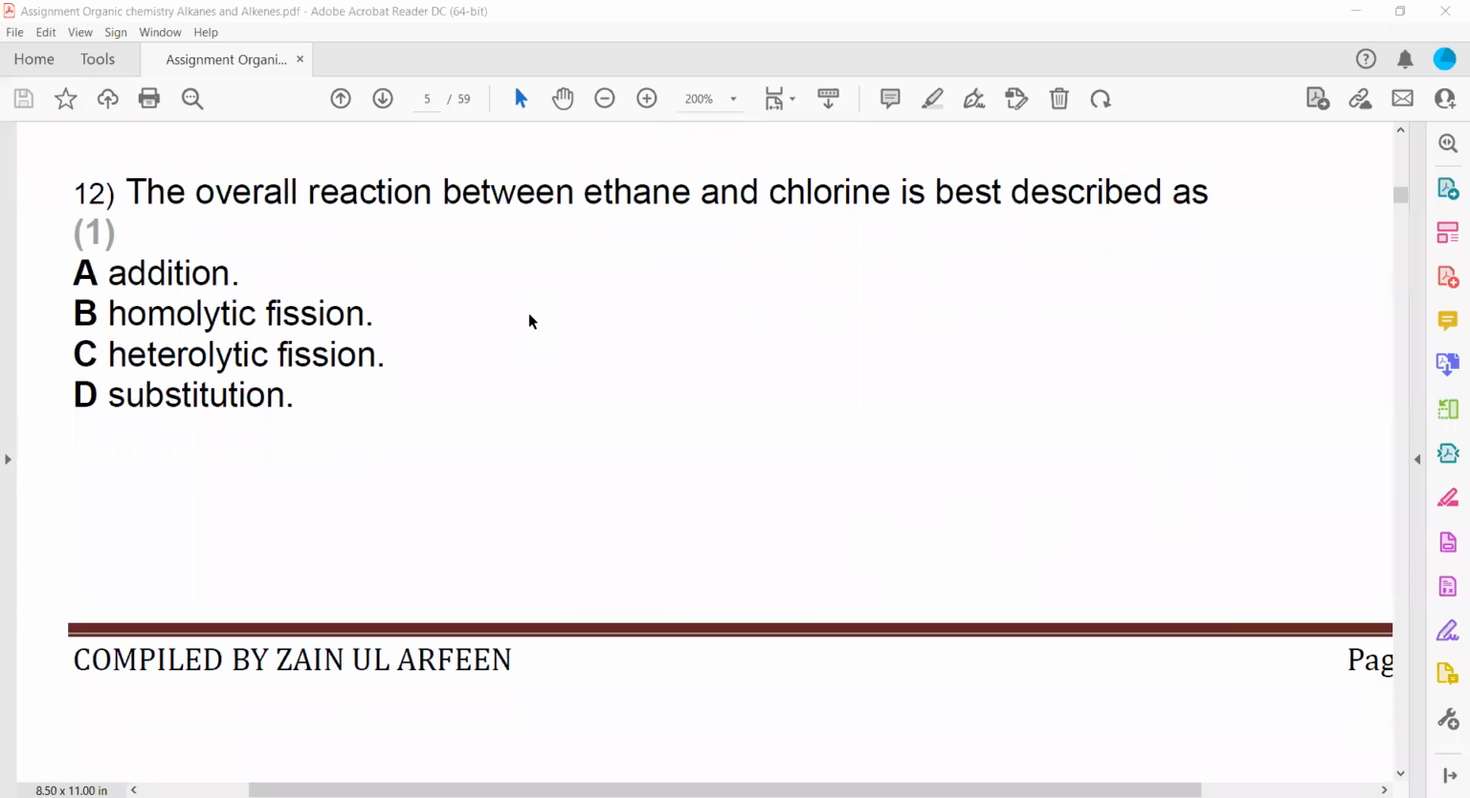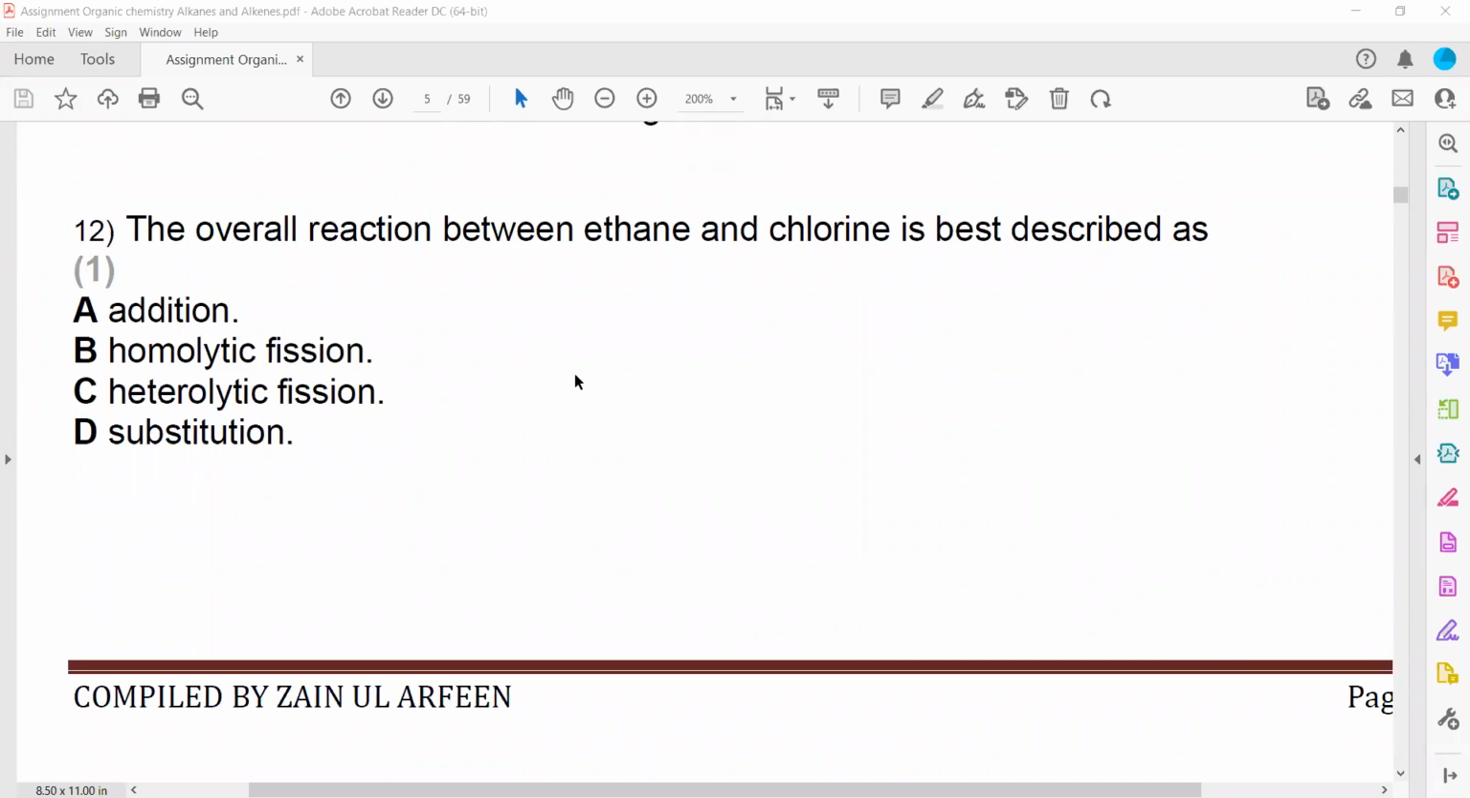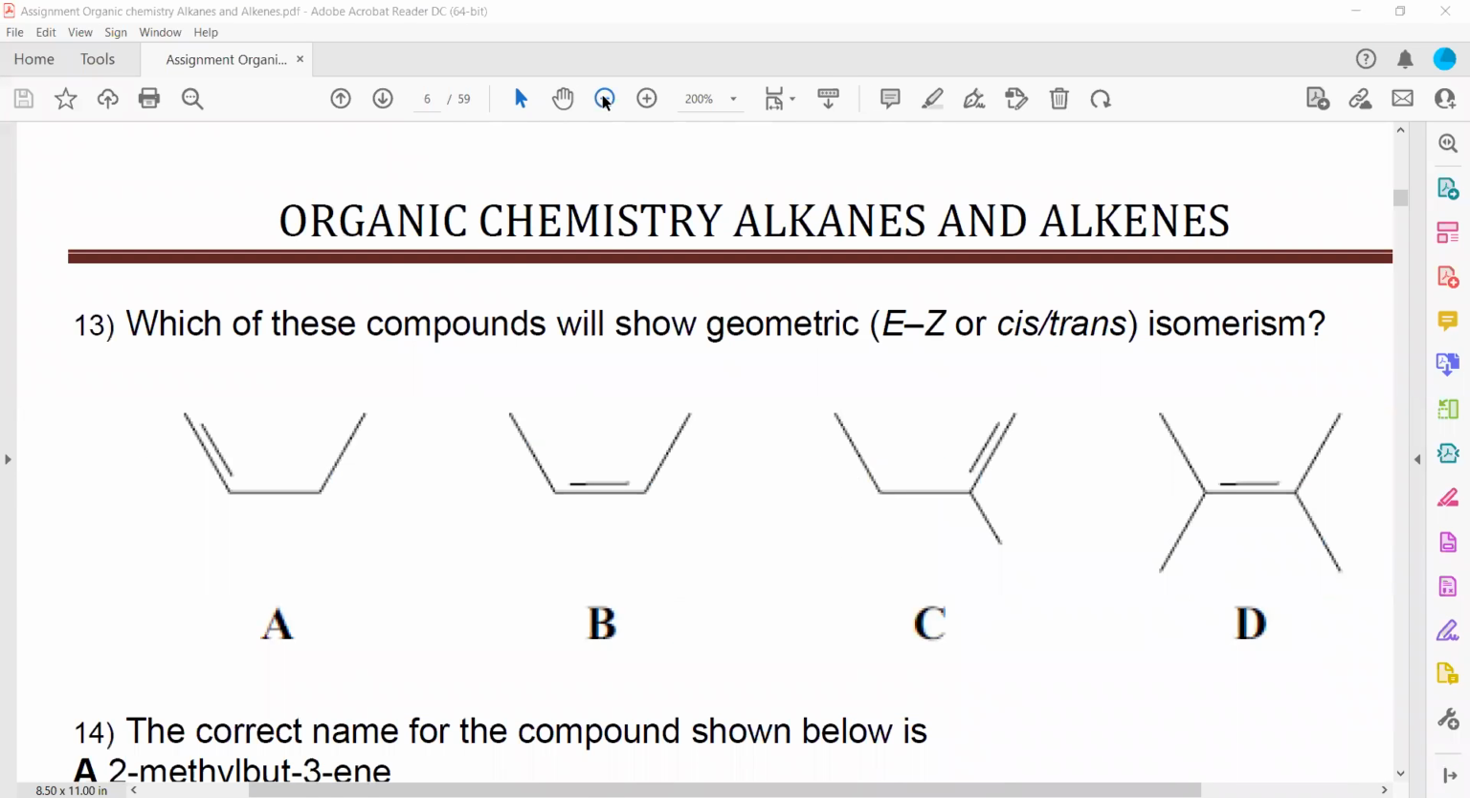The overall reaction between ethane and chlorine is best described as... so what do we call this overall reaction? This is a substitution reaction, or free radical substitution reaction. So D is the right answer.